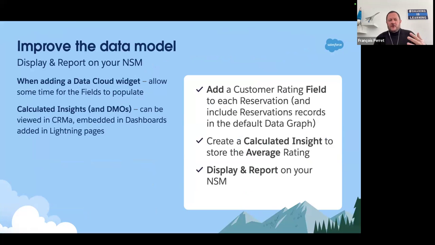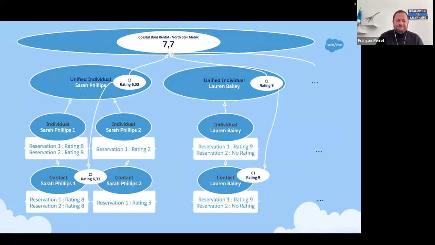Some information I may share with you. When you add a Data Cloud widget inside the contact, for instance, you need to select the key which will be joining your contact with Data Cloud, and then you will need to select some DMOs. It may take some time for them to appear, so don't be in a hurry. They will eventually appear. And also the calculated insight, as we said, can be seen in CRM Analytics and embedded in a dashboard, which is exactly what we've seen so far.